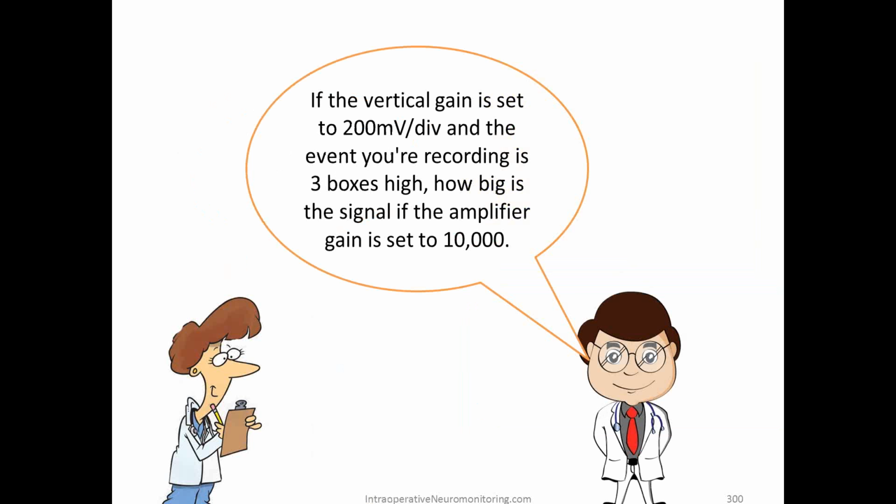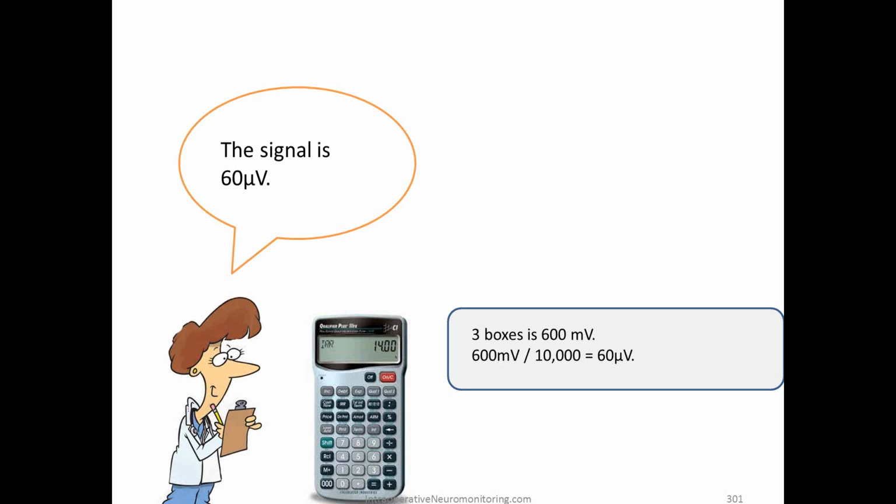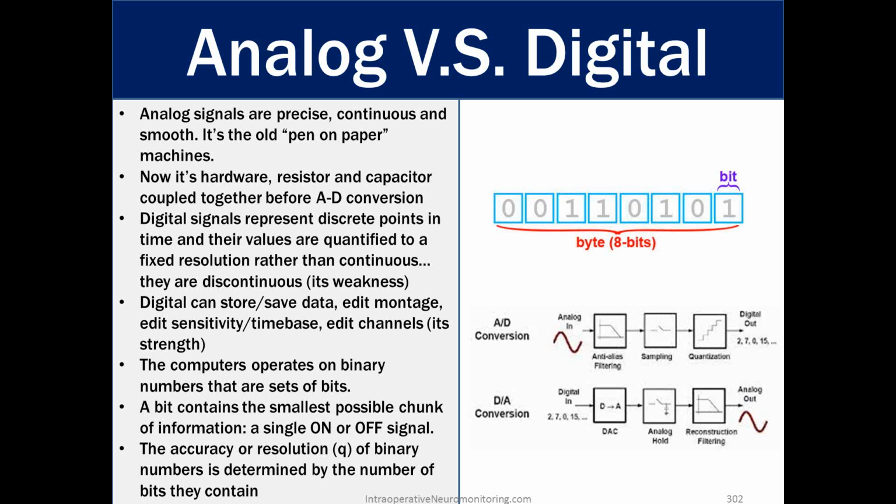If the vertical gain is set to 200 millivolts per division, and the event you're recording is 3 boxes high, how big is the signal if the amplifier gain is set to 10,000? Again, not a very nice question, probably harder than anything you'll see on the CNIM. 3 boxes equals 600 millivolts. 600 millivolts divided by that 10,000 equals 60 microvolts.